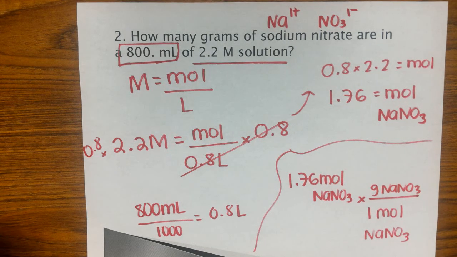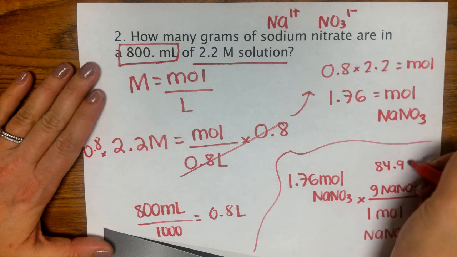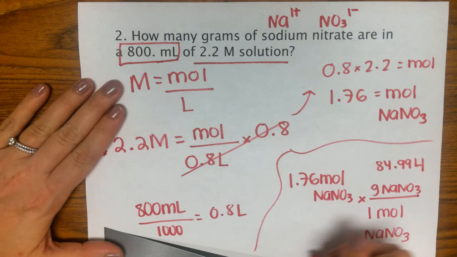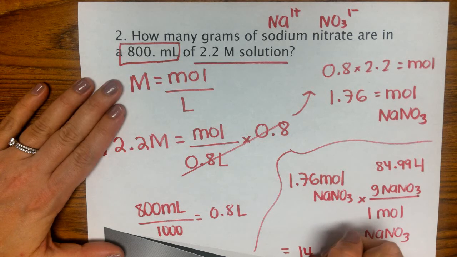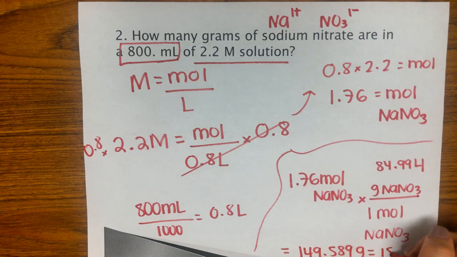So go to your periodic table. Sodium plus a nitrogen plus 3 oxygens is 84.994 grams, I believe. Then multiply that out. And we get that equals 149.589 grams. With significant figures, and there should be 2, you would have 150 grams of sodium nitrate.